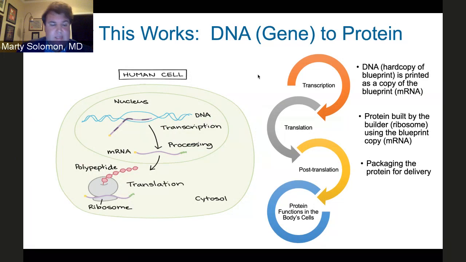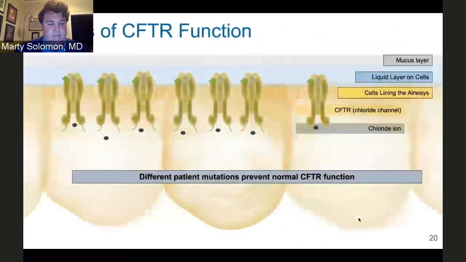In the post-translation process, the protein on the assembly line is then quality checked and packaged for shipping to its proper location in the cell. In the case of CFTR, that's the cell surface or the cell membrane. If all works well, there's adequate functioning protein to service the cell and the body's needs, and therefore that functions for health in the patient. You go to the next slide, please.